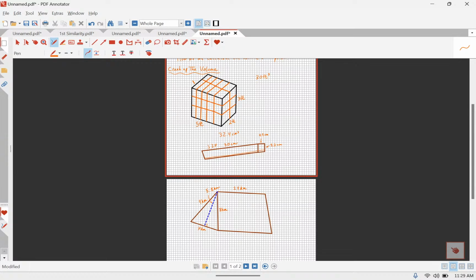Mr. Peterson, we don't need the 9. Correct. That is correct.